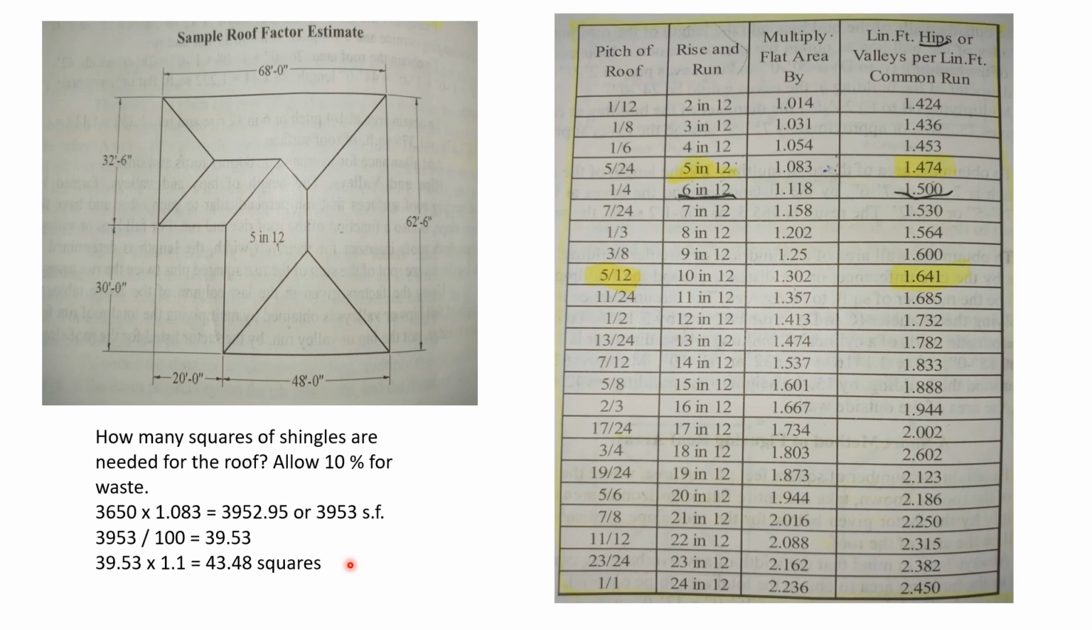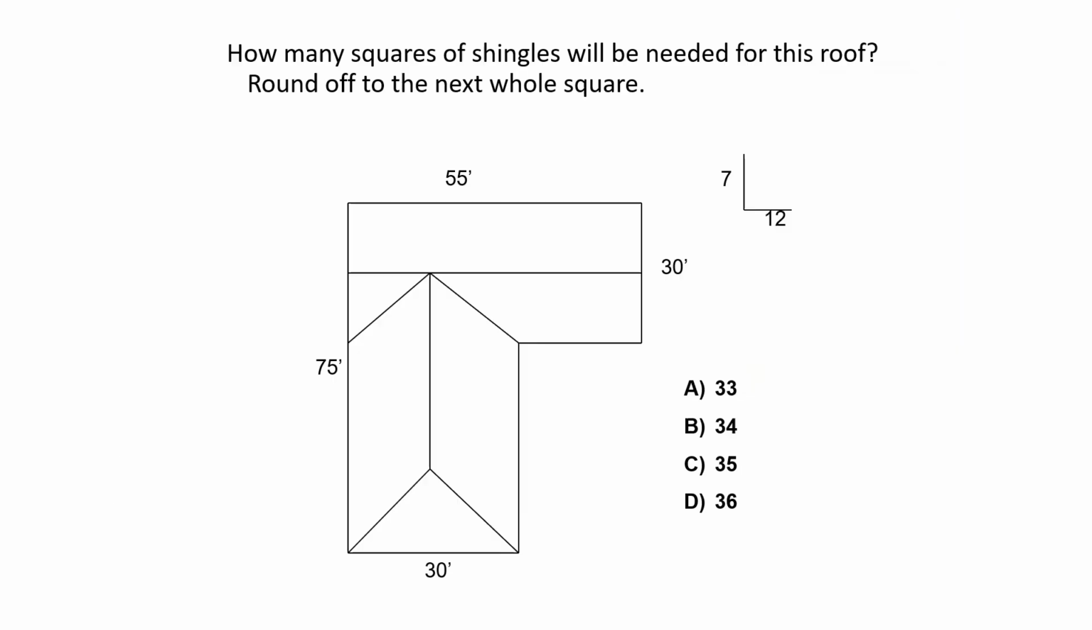And if you like, you can check the book, and that's exactly what they did in the book. They got 43.48 squares, and that's on page 789 of the 31st edition of the Walkers. Kind of checking our math there. Okay. Hey, how about that? That's no big deal, right? Well, let's move on. Okay, so I've got another roof here.